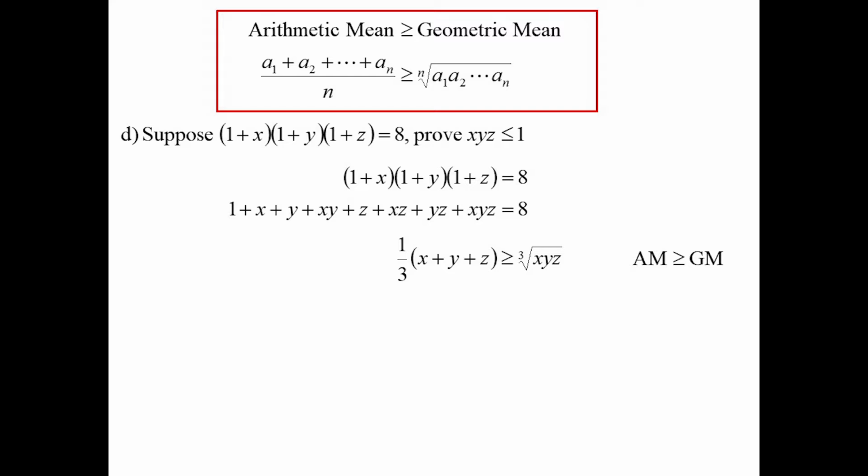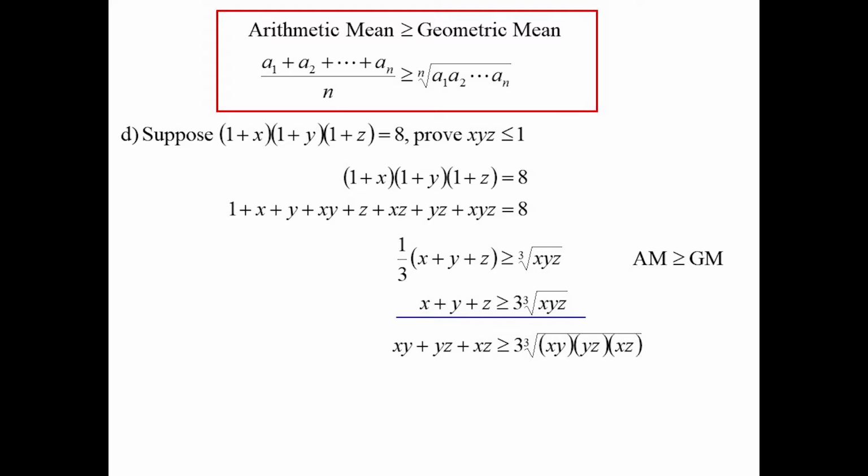Arithmetic mean greater than or equal to geometric mean, also what we just proved in part C. Another way of saying that is x plus y plus z is greater than or equal to 3 times the cube root of xyz. Well, if that's true, instead of x I could have xy, instead of y I could have yz, and instead of z I could have xz.